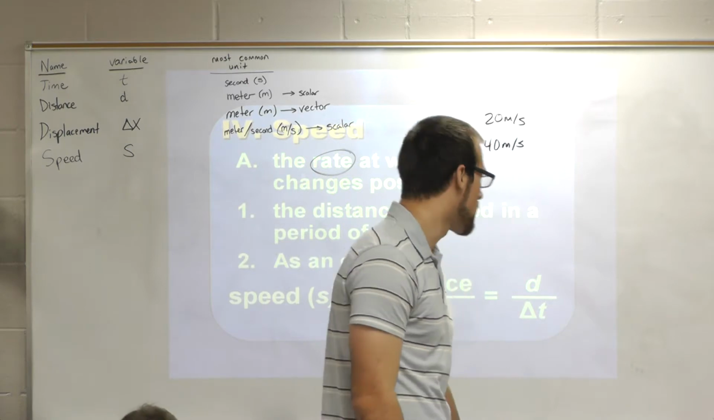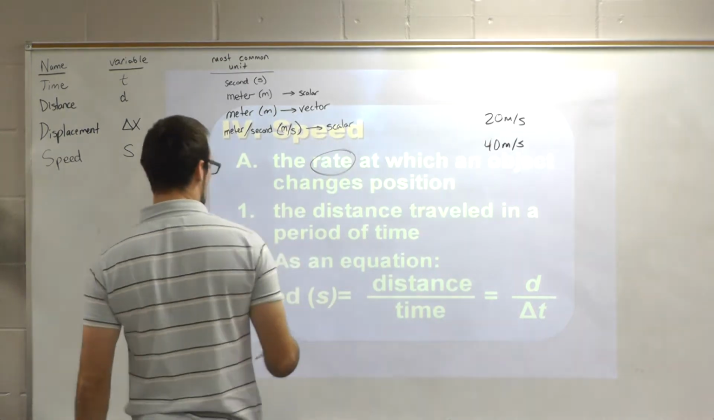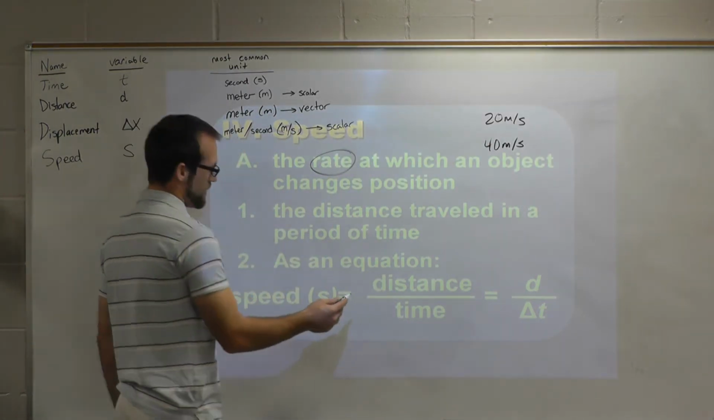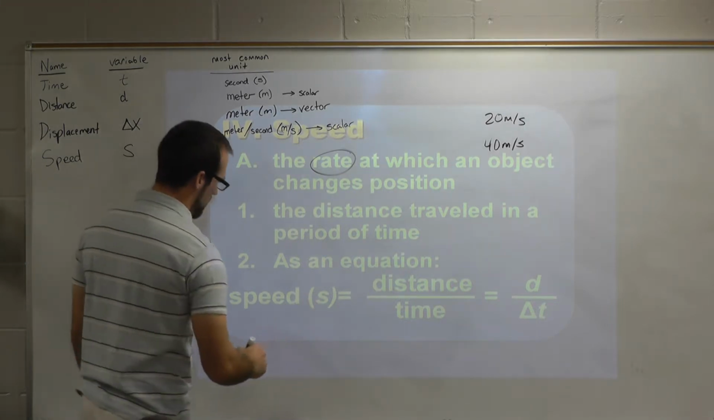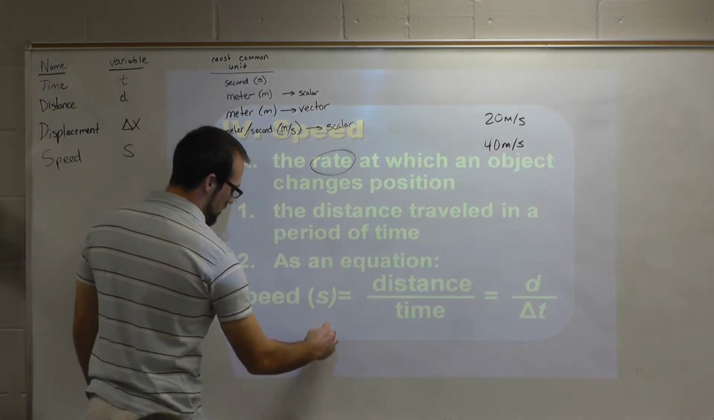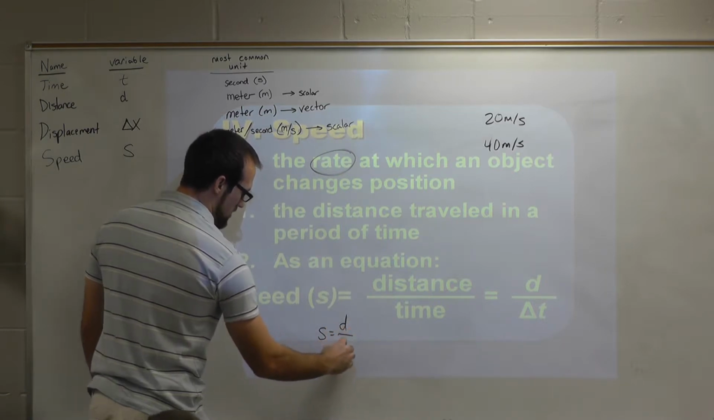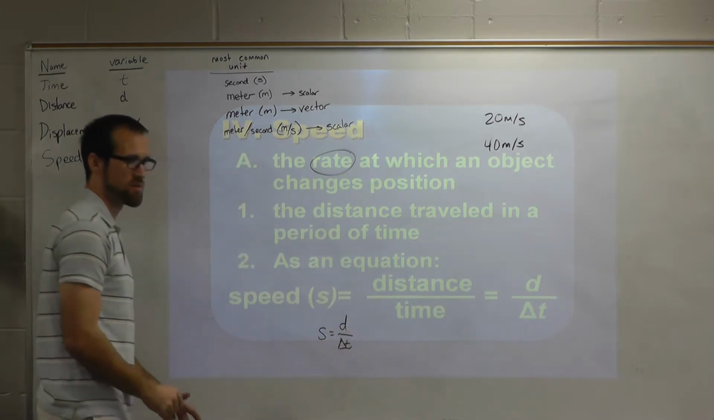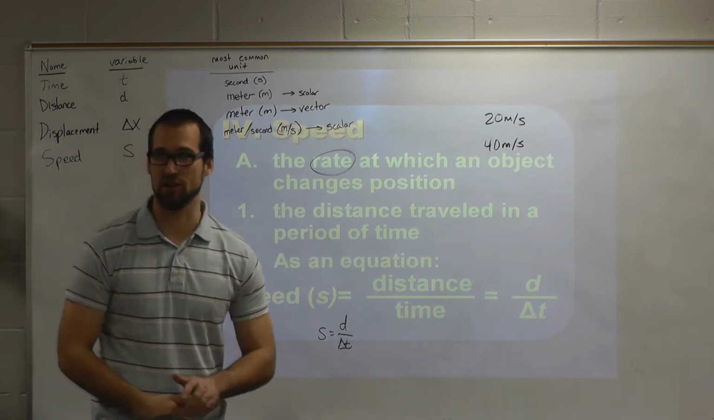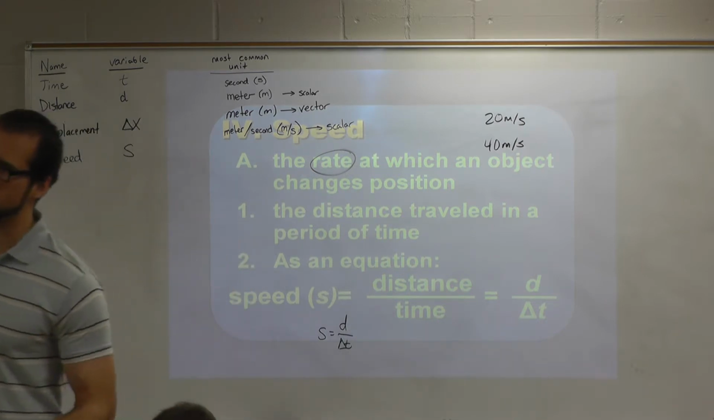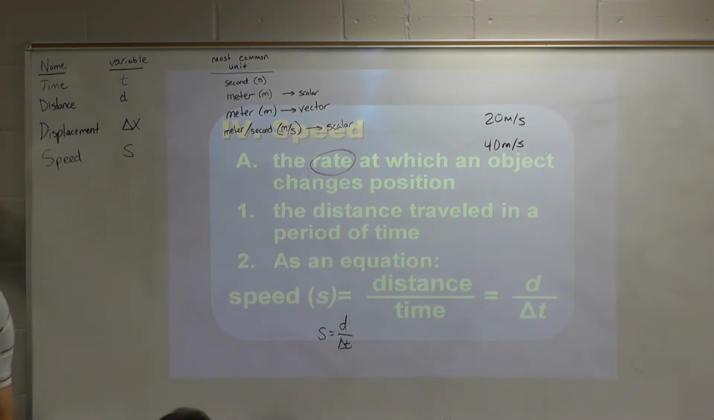Okay? Now, here's your equation. Your equation is really just S equals D over change in T. If you take out those words, that's what your equation is going to be. This is our first, well, not our first equation. Technically, we had a change in time equation. Okay, this is our first legit one that we're going to use today.